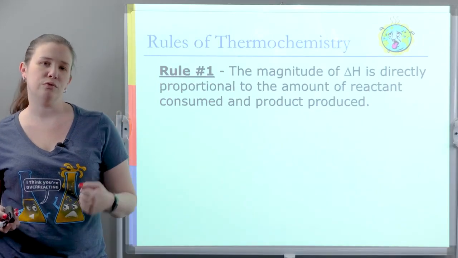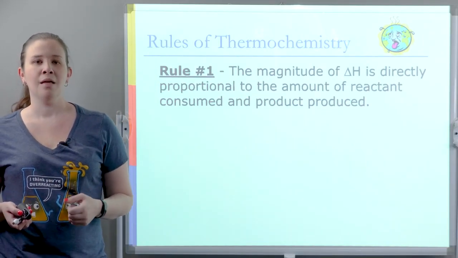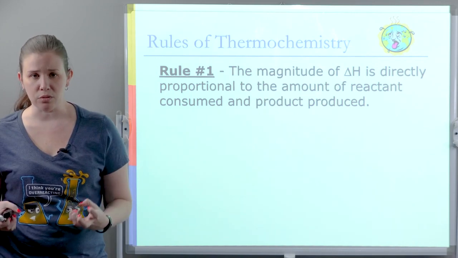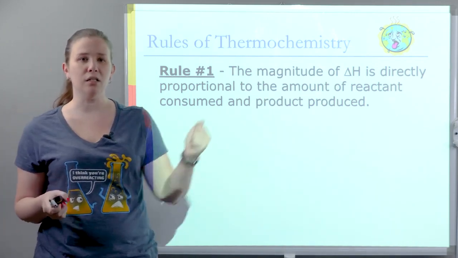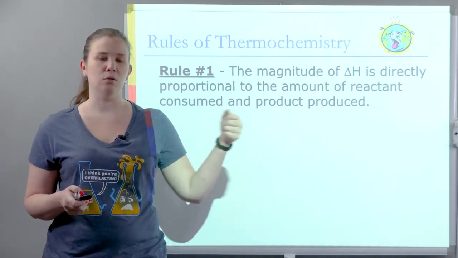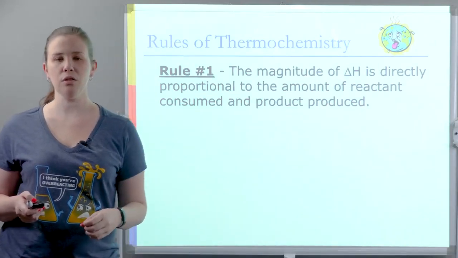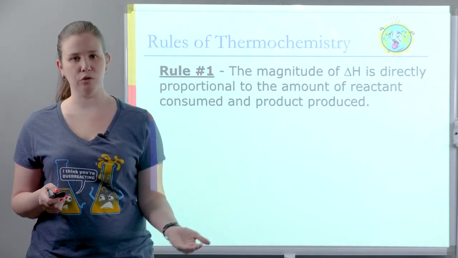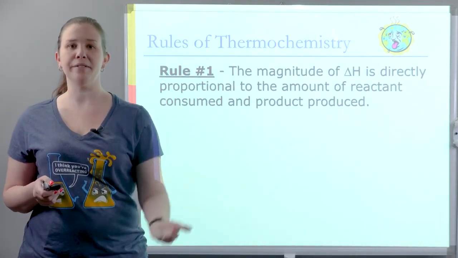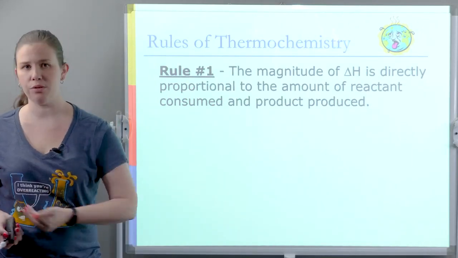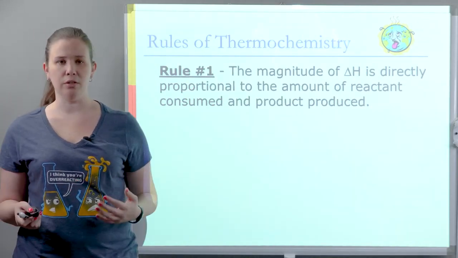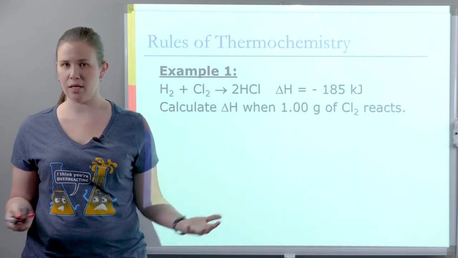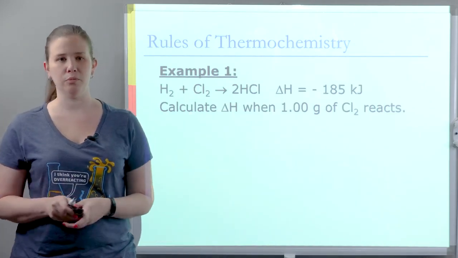And that brings us to the first rule of thermochemistry. The magnitude or the amount of heat energy is directly proportional to the reactant or product moles. So if I have twice the number of moles involved, I would get twice the energy. If I had half the moles, I'd get half the energy, and so on. So we want to be able to use this as a conversion factor to solve problems.